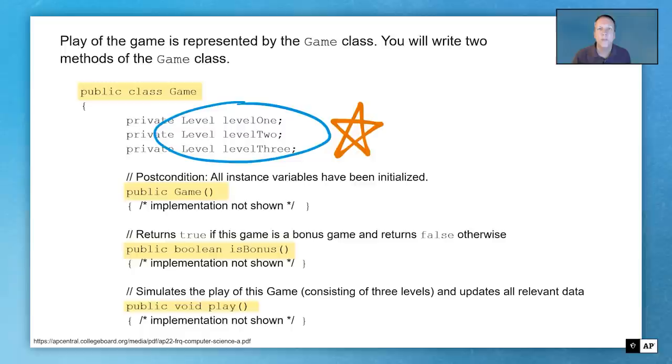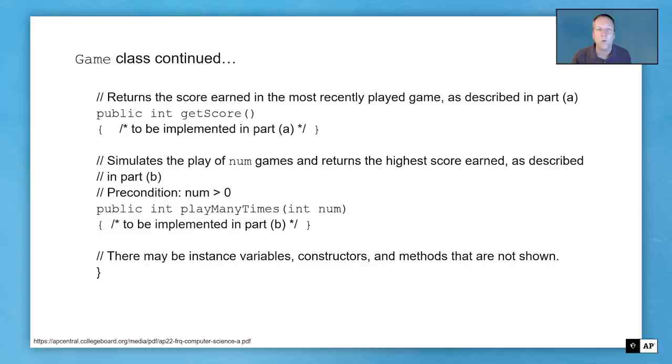Continuing with the Game class, here are the 2 methods that we're going to implement. First of all, we have this getScore method. This is what we're going to implement in part A. It returns the score earned by the most recently played game as described. We'll talk about that in a moment. Then for the second part, we have this playManyTimes method, and that's what we're going to implement in part B. So let's get started with part A, the getScore method.